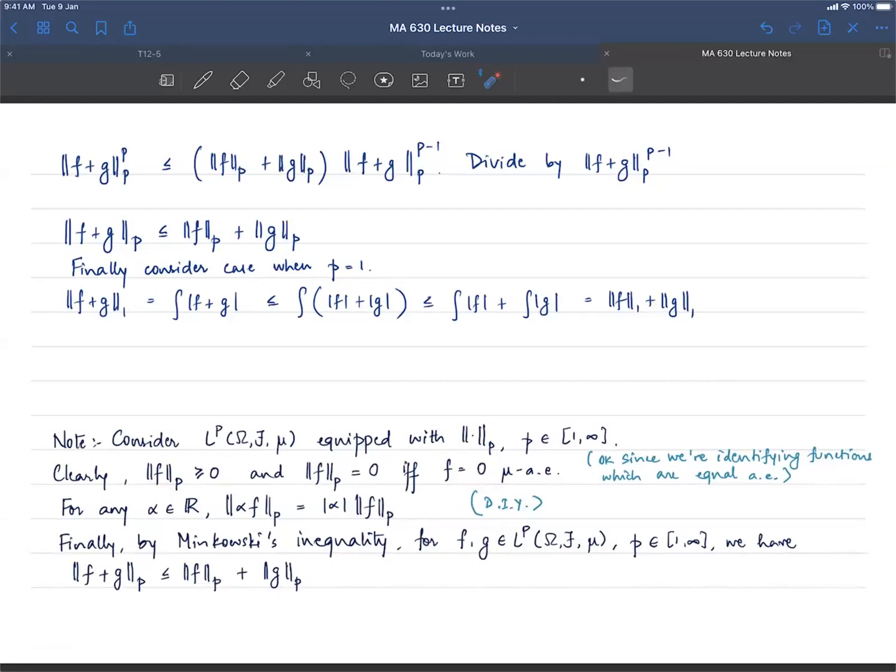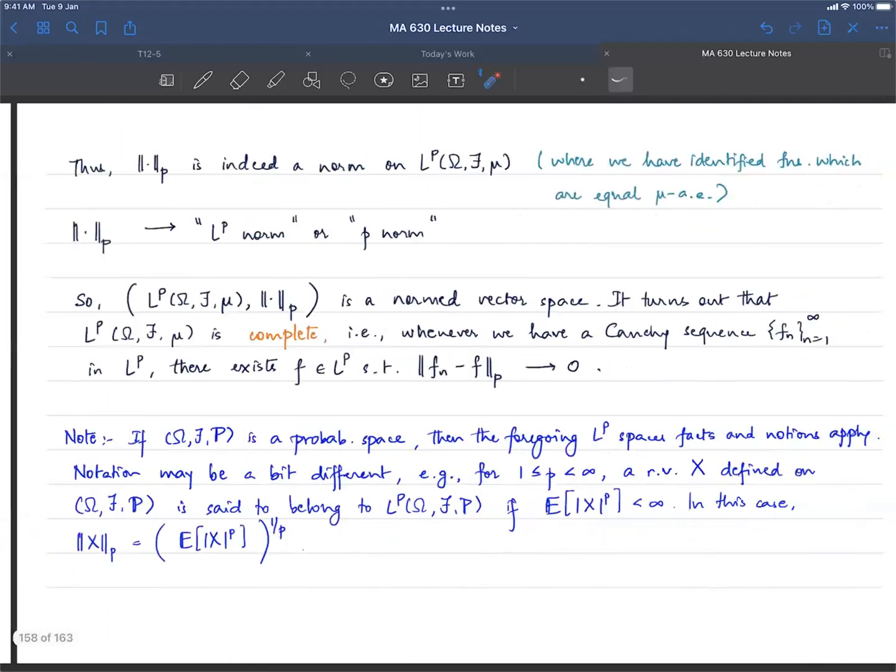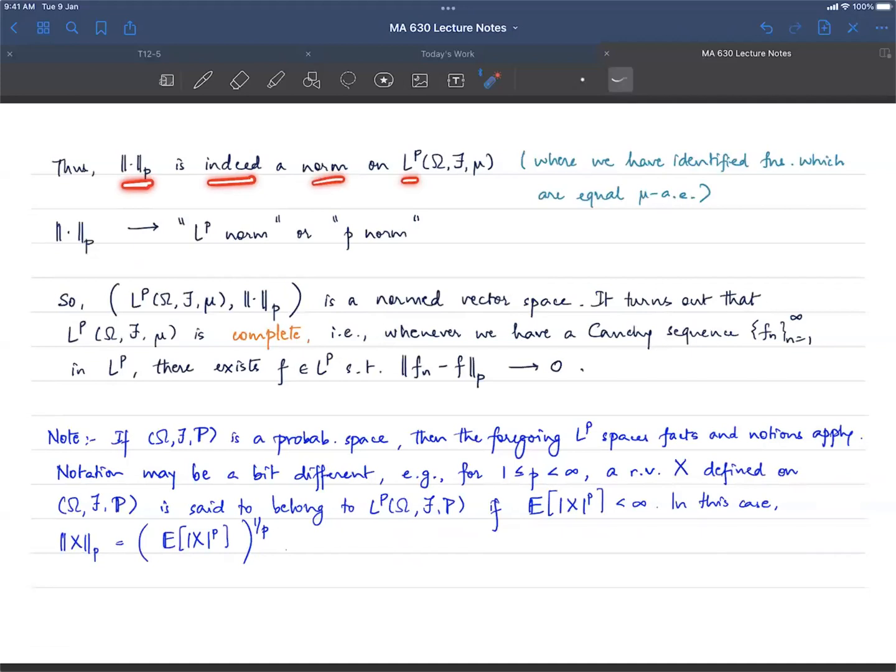The second property required of a norm is that for any scalar alpha, the P norm of alpha F should be the modulus of alpha times the P norm of F. This is a very simple thing. I'm going to leave it for you to check. And the third property is the triangle inequality. So finally, by Minkowski's inequality, if F, G belong to L^P and P is in [1, infinity), then the P norm of F plus G is less than or equal to the P norm of F plus the P norm of G. So what you get out of this is that this symbol is indeed a norm on L^P of omega, F, mu. Any questions?